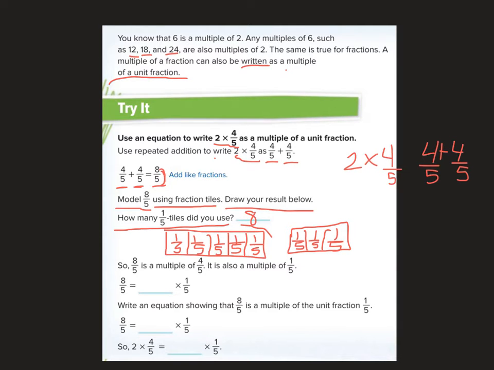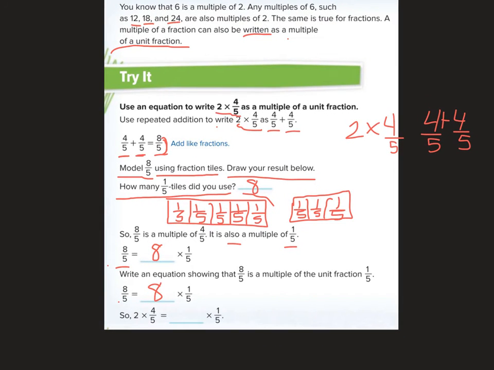So 8/5 is a multiple of 4/5. It is also a multiple of 1/5. 8/5 is 8 times 1/5. Write an equation to show that 8/5 is a multiple of the unit fraction 1/5. 8/5 is 8 times 1/5. So 2 times 4/5 is the same as saying 8 times 1/5. Right? Because look here, 8 times 1 is the same as saying 2 times 4. This is a really interesting way of thinking about fractions and multiplication. So let's try another one.